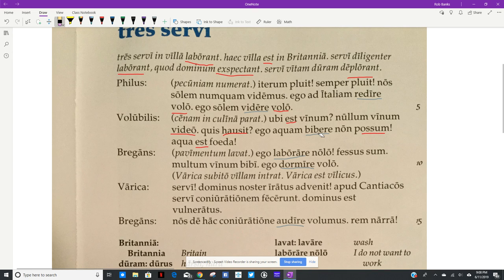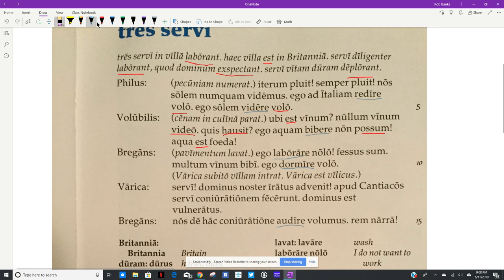Bibere, third conjugation, because it's a short ere, right? There's no macron, there's no long sign over it. Short ere, so it's third conjugation. You want to know that. Got to get that down. Aqua est foeda, water is foul.